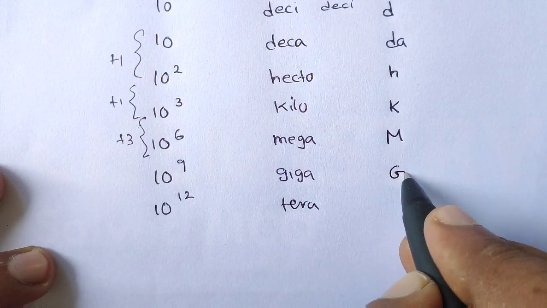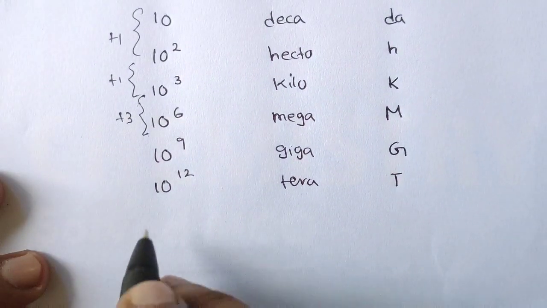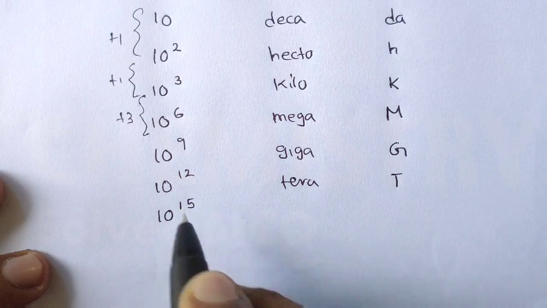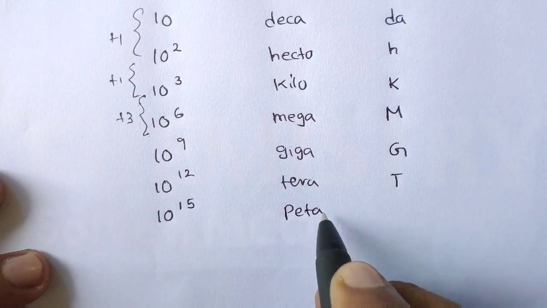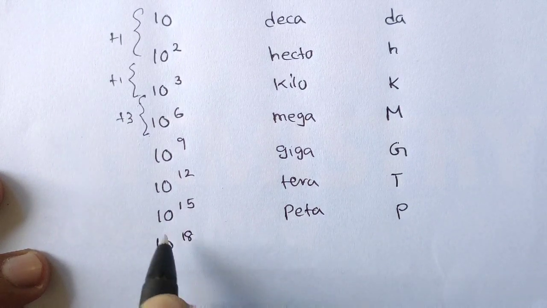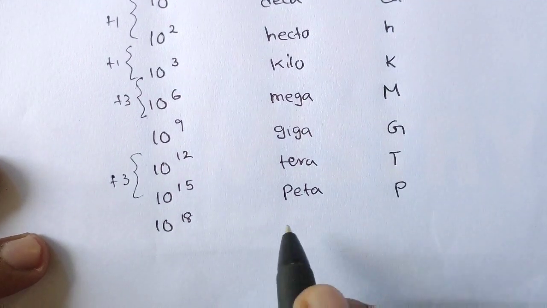So giga means capital G, tera means uppercase T. Then 10 raised to 15, that is peta, P. Then 10 raised to 18. All this, plus 3 we are doing, plus 3 if you want to remember, this is a way to remember.